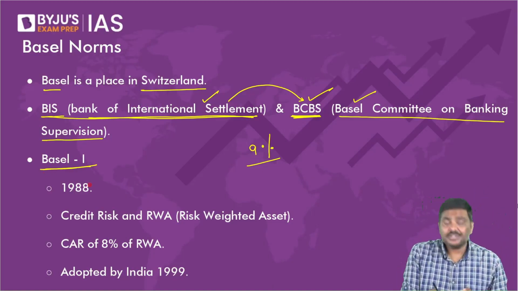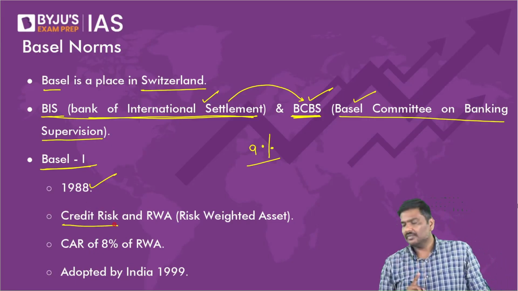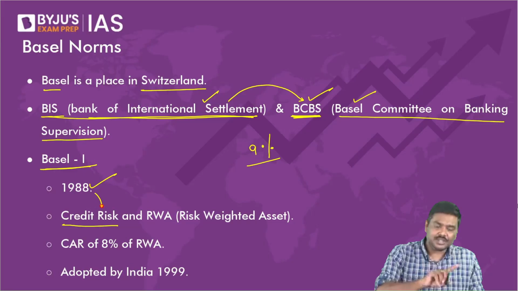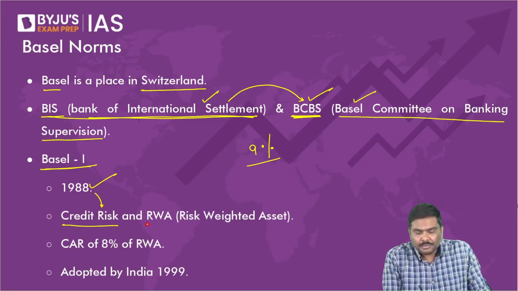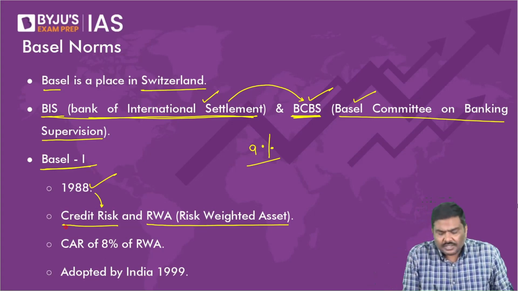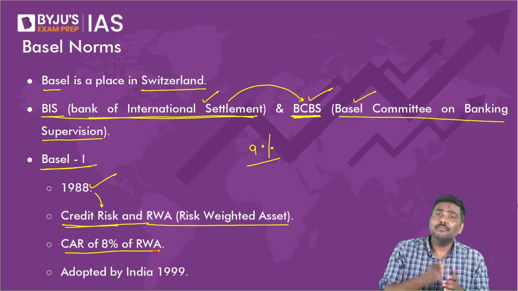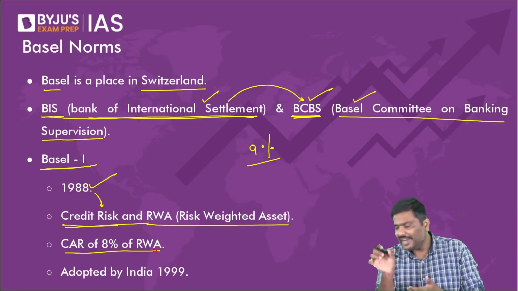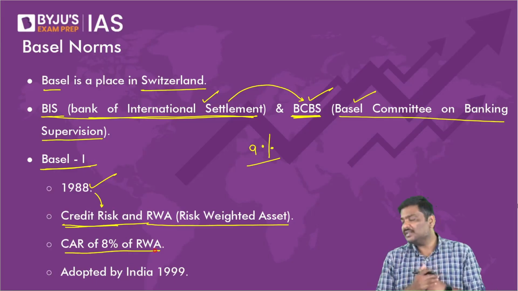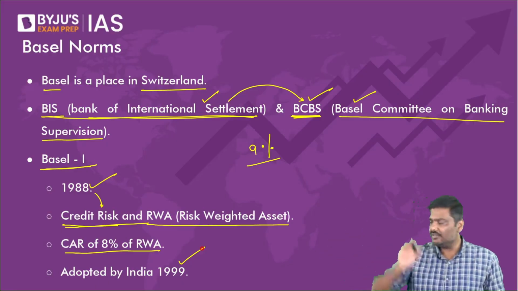Basel 1 was announced in 1988 and it covered only credit risk. Now, I hope you understand what is credit risk. Under Basel 1, only credit risk was covered. And the concept of risk-weighted assets calculation was introduced. Based on this, Basel 1 stated that all the banks should have a minimum capital adequacy of 8% of risk-weighted assets. Has India implemented Basel 1 guidelines? Yes. By 1999, India had already implemented Basel 1.